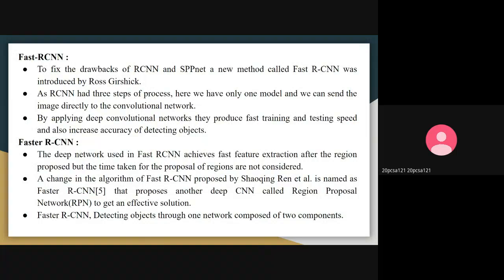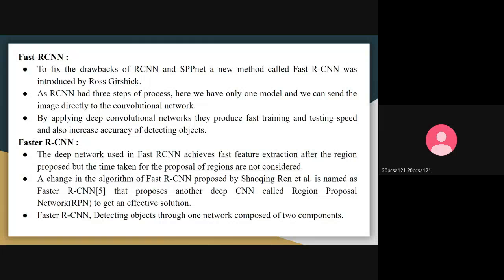And this Fast RCNN has many advantages, like higher quality detection than previous methods. Feature storage does not require disk storage, and others. The test speed is 10x faster, and the training speed is 3x faster than RCNN with SPP. SPP is spatial pyramid pooling networks. Okay, so now we'll move on to Faster RCNN.